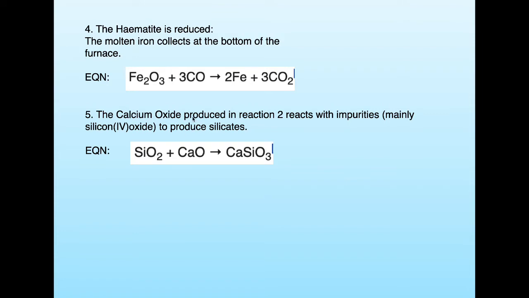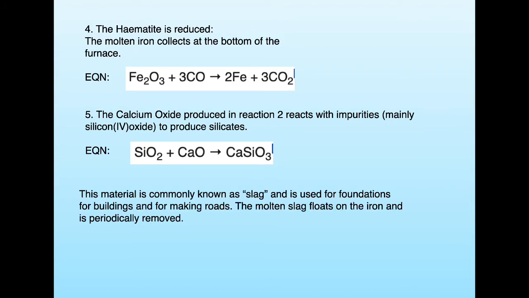Calcium oxide from the previous reactions is good at removing impurities from the blast furnace. There's lots of impurities in the ore, and we kind of signify these as silicon 4 oxide. So if the silicon 4 oxide is the impurities in the ore, it reacts with the calcium oxide to produce calcium silicate. And these silicates are also in liquid form. So they float on top of the iron in the blast furnace, and they can be skimmed off.